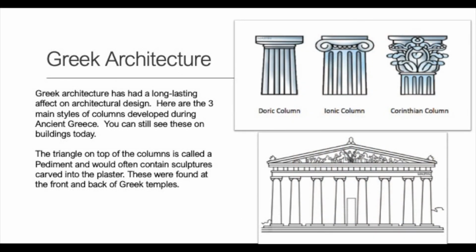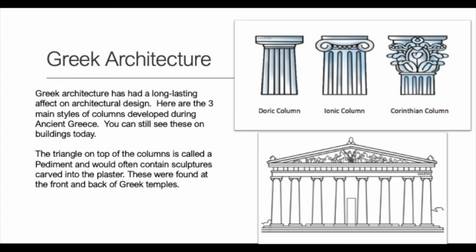Greek architecture had a long-lasting effect on architectural design. Here are three main styles of columns developed during ancient Greece. You can still see these on buildings today. The Doric column, which is a straight column with a very simplistic top. The Ionic column, which has the swirl edges. And the Corinthian column, which has a lot of floral and leafy designs.